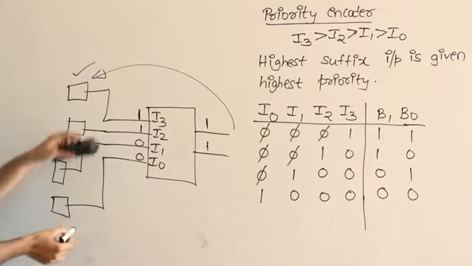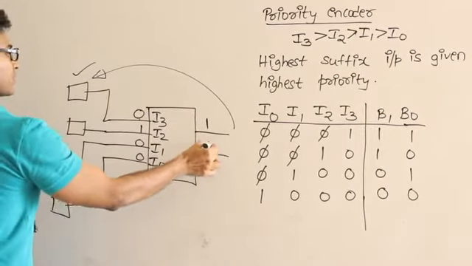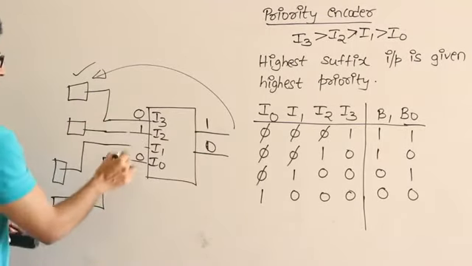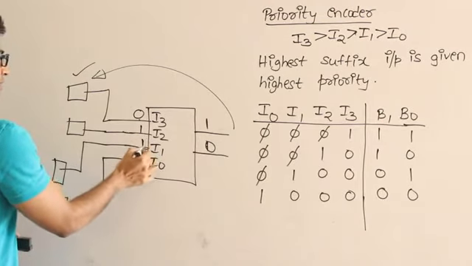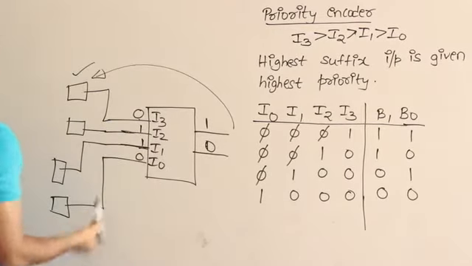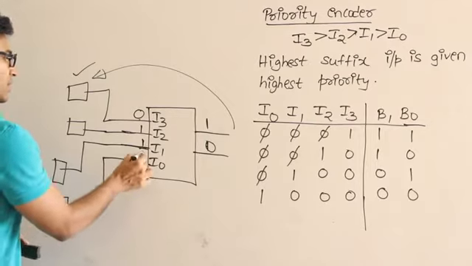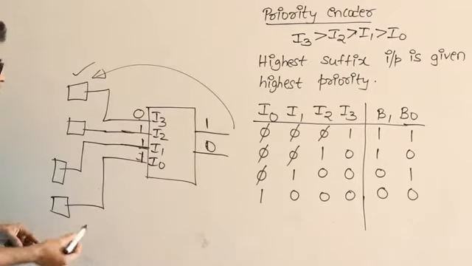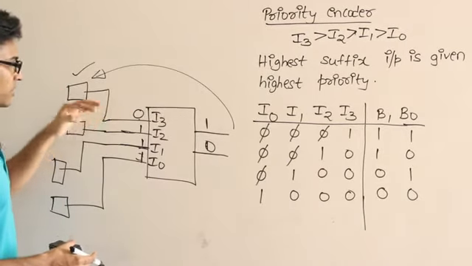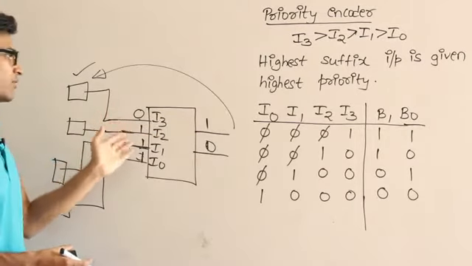So in case I3 is 0, then what will be generated? 1 0, saying that device 2 wants the service. And in this case, if I1 is also generating the interrupt signal, then which one will take priority? I2 itself, right? And even if I0 is also given 1, still I2 will get the priority. Therefore, whichever has the highest suffix, if that particular device generates a signal, then the output will specify the number of that device.